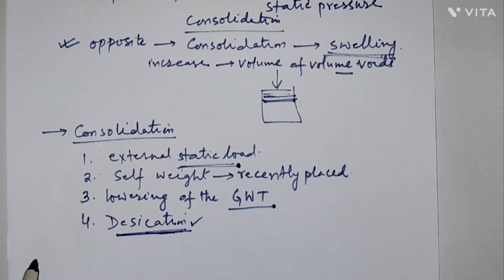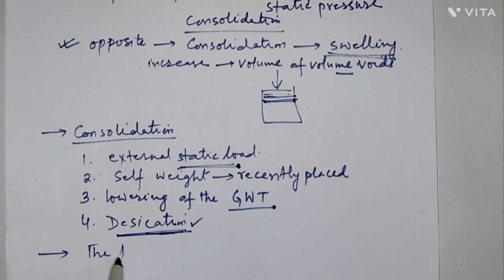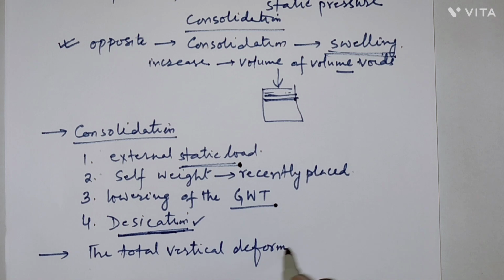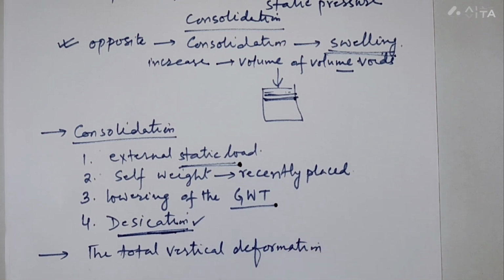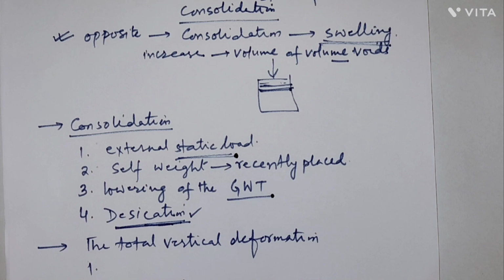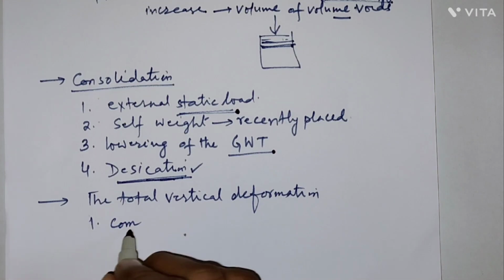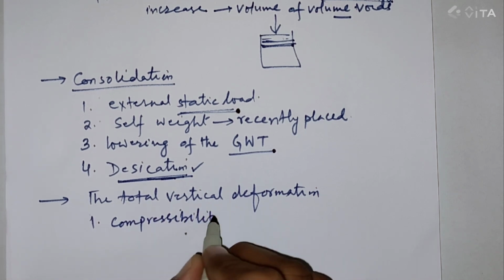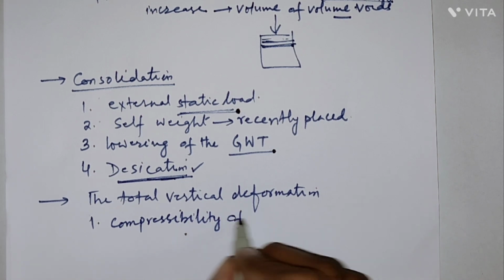It means the total vertical deformation of soil layer under stress is directly proportional to the compressibility of the soil.